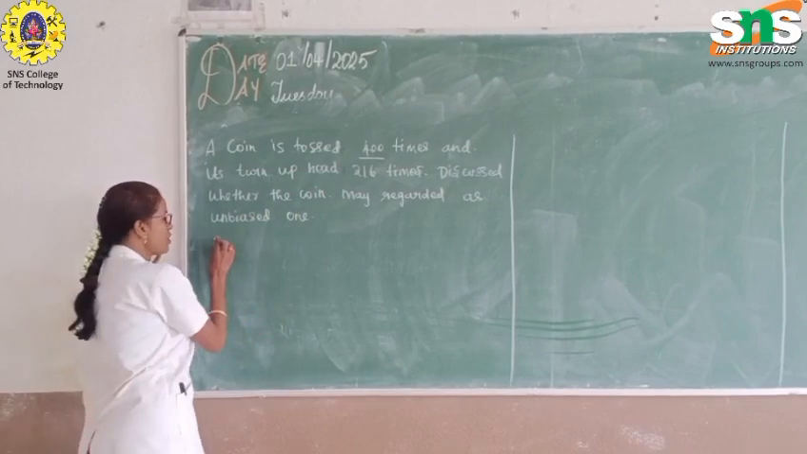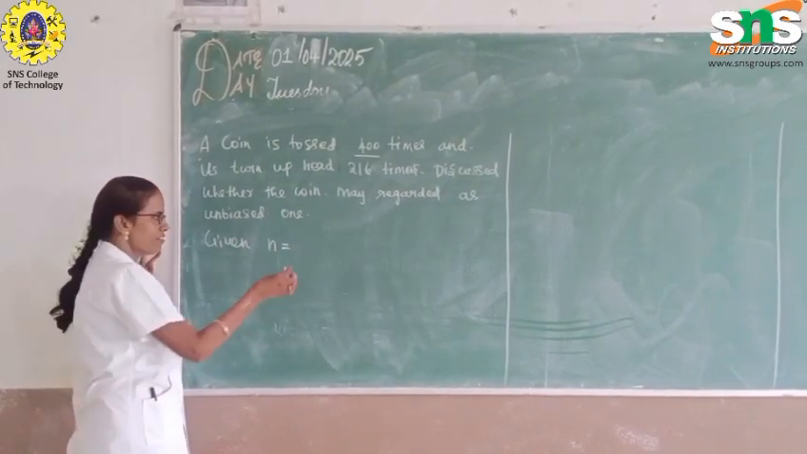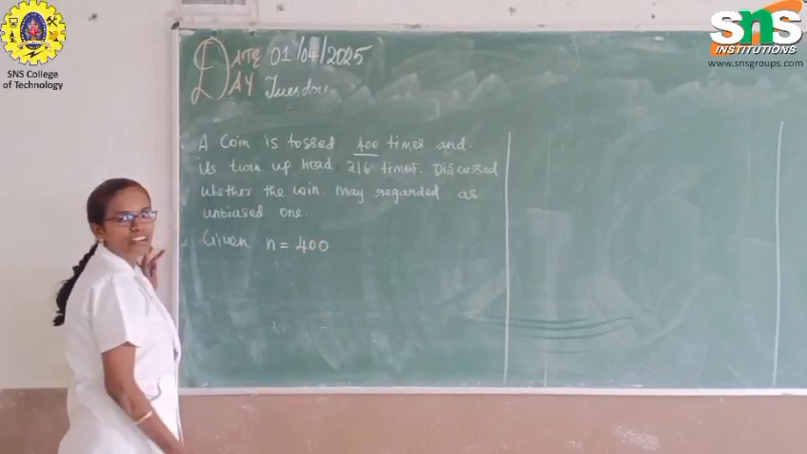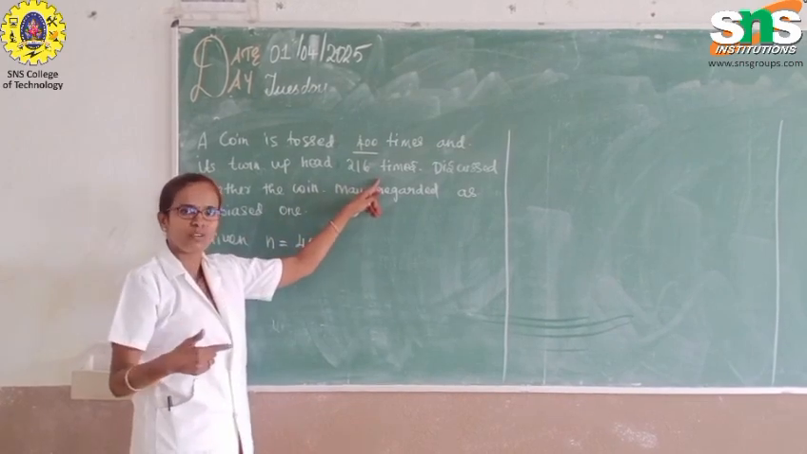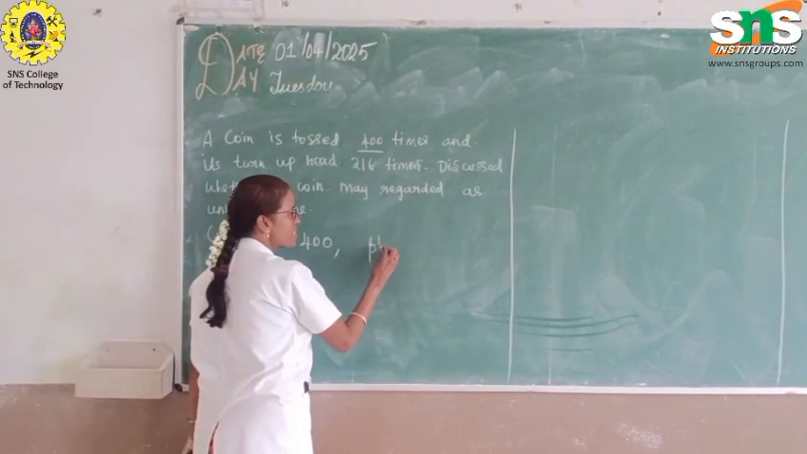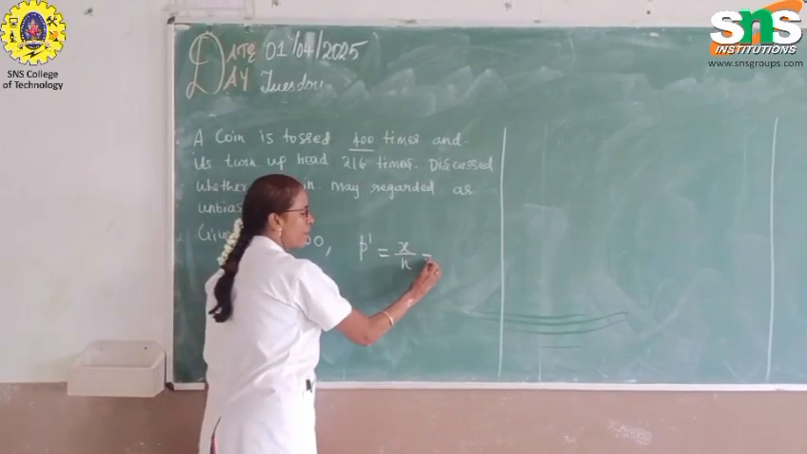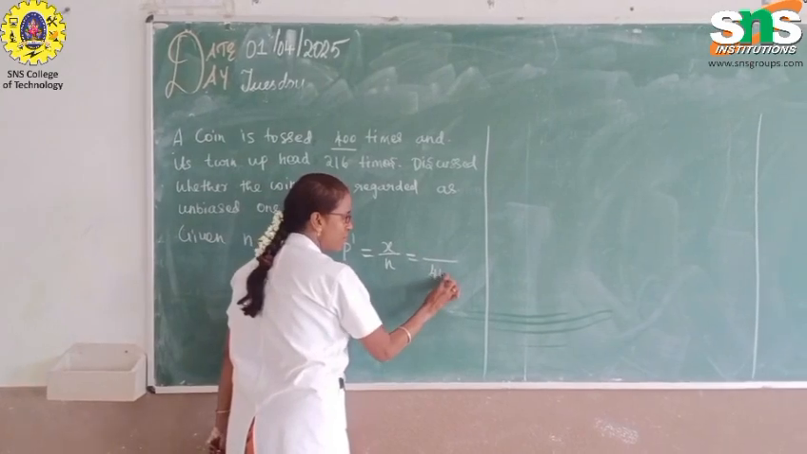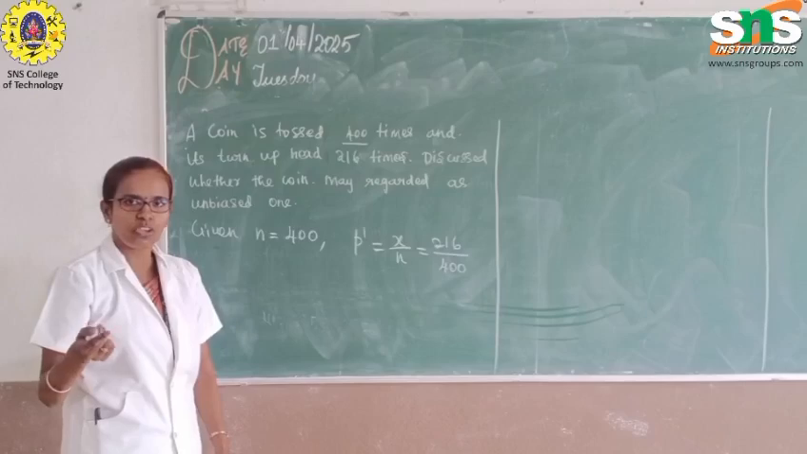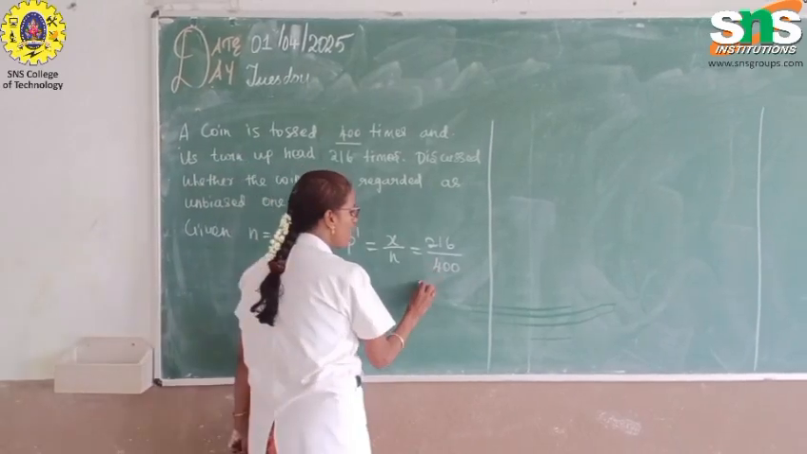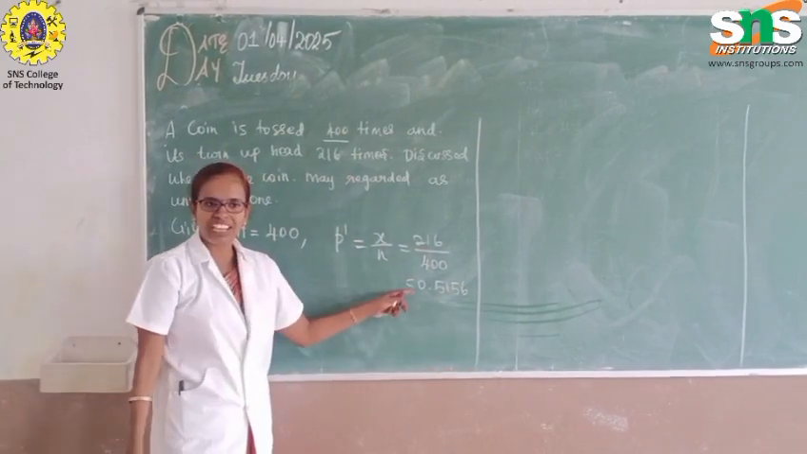The first thing is we need to write what the n value is. n is how many times we are tossing the coin, so in total it is 400. Out of 400, we are getting head 216 times. We are going to write the notation as p dash, and the formula is x by n. Out of 400 times, we get head 216 times. The answer is 0.5156 after dividing.